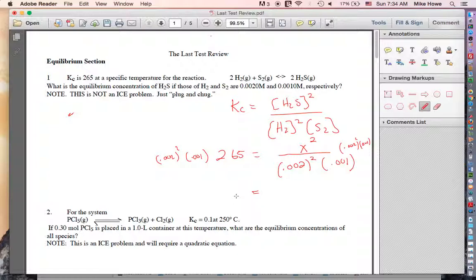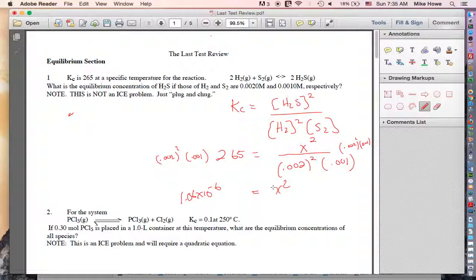So let's go ahead and do that. I'll do it on the side here on the calculator. 0.002 times 0.002, because it's squared, times 0.001 times 265 equals. I get 1.06 times 10 to the negative 6th. But that equals X squared. So we'll write that down. 1.06 times 10 to the negative 6th equals X squared.